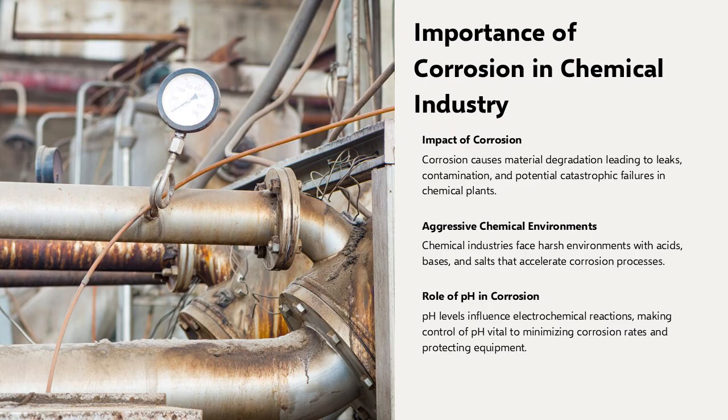Corrosion is a critical issue in the chemical industry because it directly impacts equipment integrity, operational safety, and economic efficiency. Corrosion leads to material degradation, which can cause leaks, contamination, and catastrophic failures in pipelines, reactors, and storage tanks. The chemical industry often deals with aggressive environments involving acids, bases, and salts, making corrosion control essential.